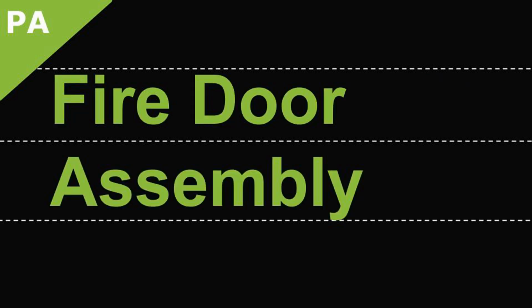Fire door assembly. Fire door assembly is any combination of a fire door, frame, hardware, and other accessories that provides a specific degree of fire protection to an opening. These requirements are located in Chapter 7 Fire and Smoke Protection Features, Section 716.2.3 Fire doors.